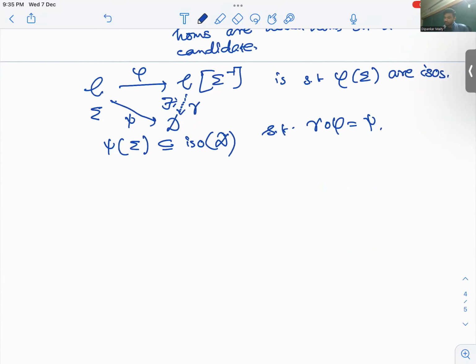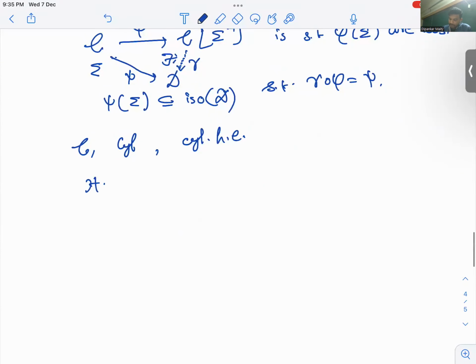So you can do all such things once you have defined the cylinder structure, because then immediately you can talk about cylindrical homotopy as you have defined. Then you can similarly define the homotopy category of C as C localized at cylindrical homotopy.